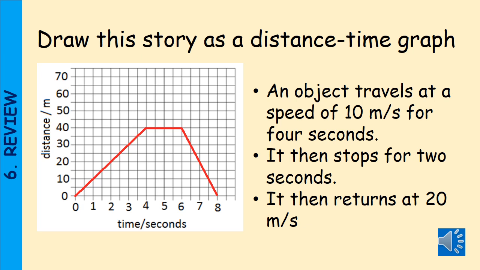We're then staying still for 2 seconds, so that means that we do a horizontal line from 4 seconds to the 6 seconds, and then we're returning going 20 meters per second. So that means from 6 to 7 seconds it will go from the 40 meters away to the 20 meters away. So that's the coordinates for that point. And then finally in the last second from 7 to 8 seconds it will go from the 20 meters away back to you. So the coordinates there will be 8, 0.